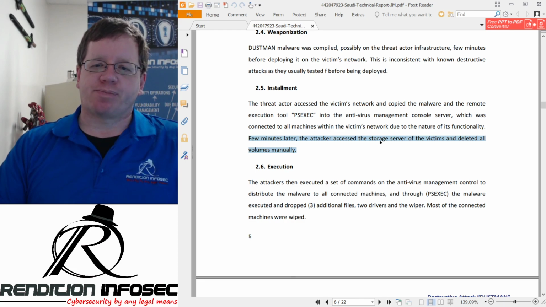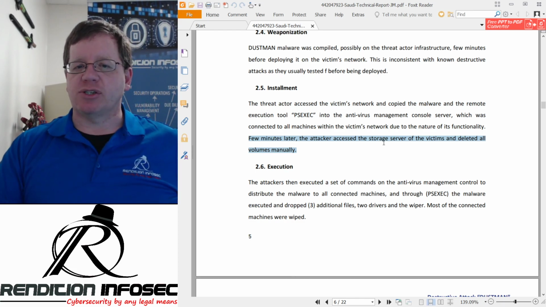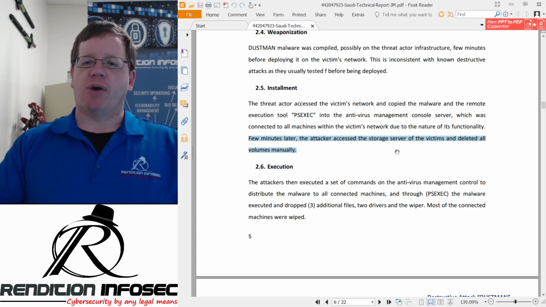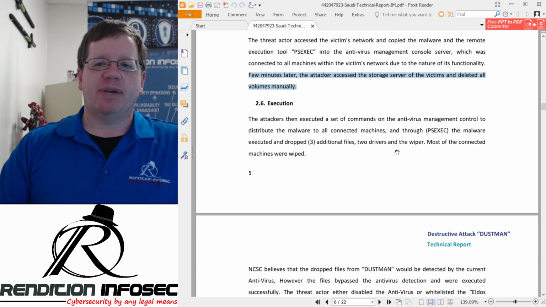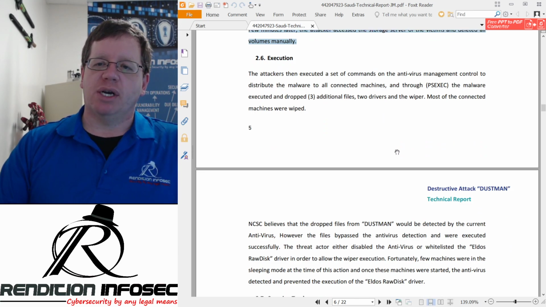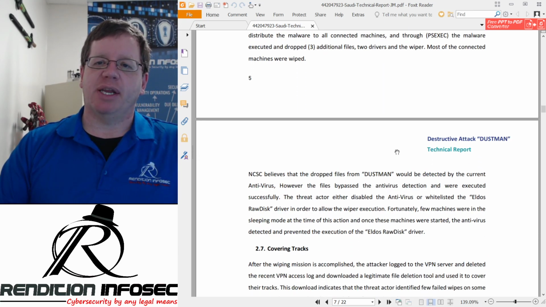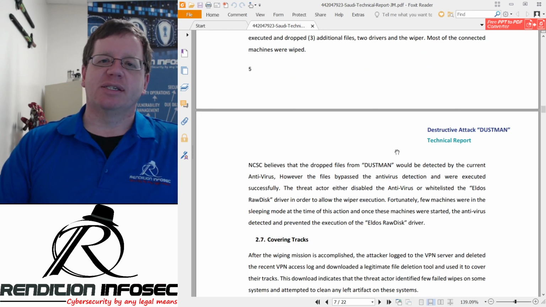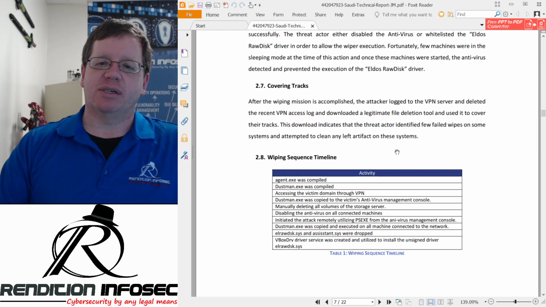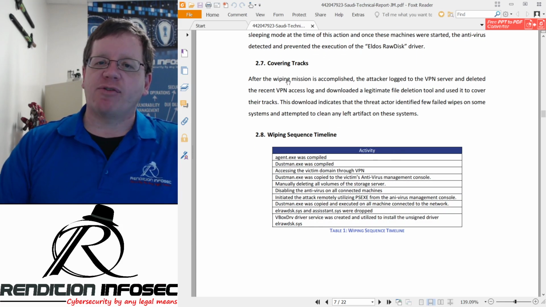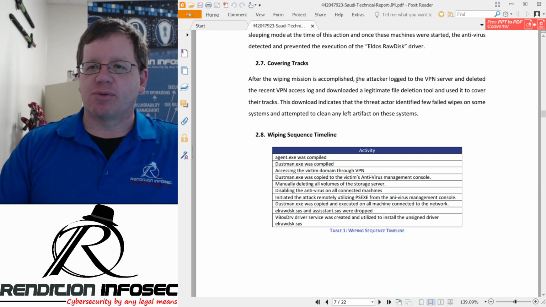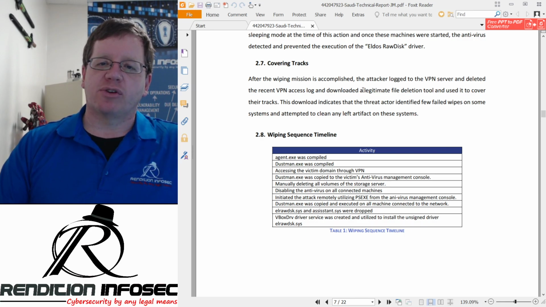So the attackers execute a set of commands in the antivirus management console and basically distribute malware to connected machines. This is done via psexec, right? Most of the machines connected end up getting wiped, unsurprisingly, because this is a destructive cyber attack. And after the wiping mission's accomplished, the attacker logs into the VPN server. Remember, this is their initial access through the VPN server. They deleted the most recent VPN access logs, and then they went ahead and used off-the-shelf anti-forensics tools, file deletion tools, to help cover their tracks.